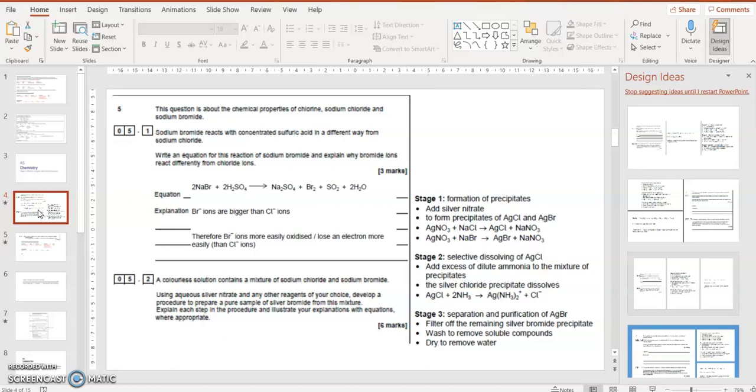Why are Br minus oxidized by sulfuric acid? I said on the introduction that's because Br minus are bigger than Cl minus and therefore Br minus are more easily oxidized, or you could say lose an electron more easily.